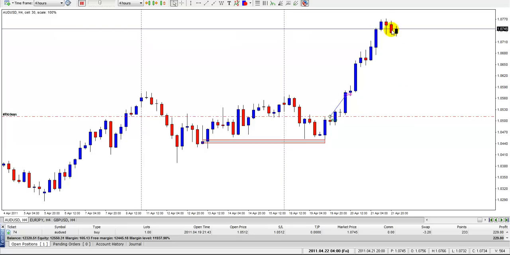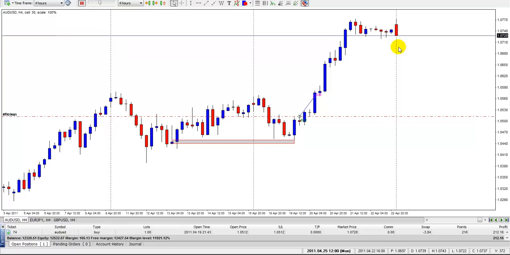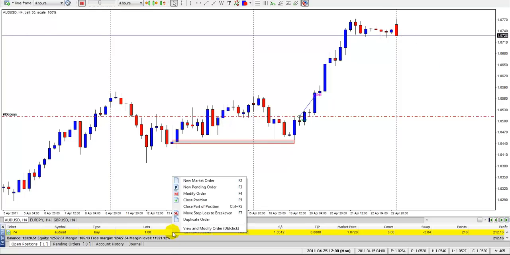Now that was pretty bearish. Let's see if the market trades lower than this candle. Yeah, it did. Okay, that's a nice bearish candle. I'm going to get out of this one with 216 pips.